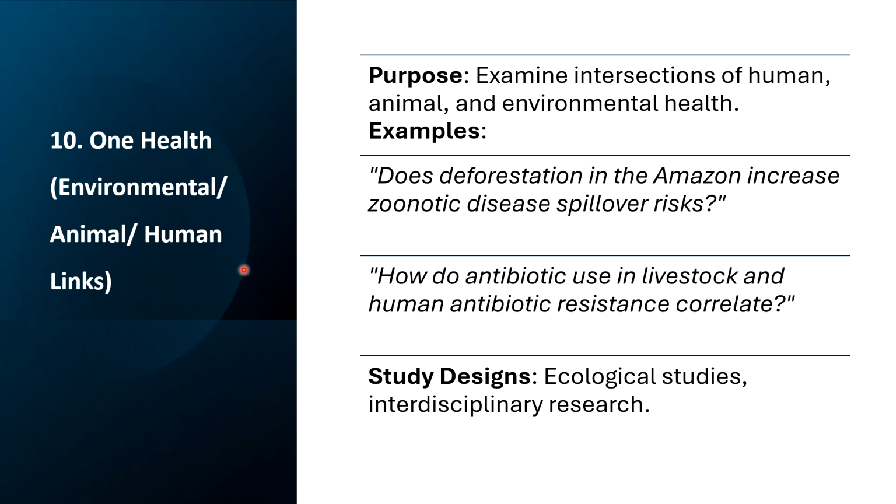And the tenth one is One Health, which includes environmental, animal, and human links. The purpose is to examine intersections of human, animal, and environmental health. That is the concept of One Health. The question could be, does deforestation in the Amazon increase zoonotic disease spillover risk? Another question could be, how do antibiotic use in livestock and human antibiotic resistance correlate? It's a very important question because we are facing antimicrobial resistance. The study designs that can be used will be ecological studies and interdisciplinary research.